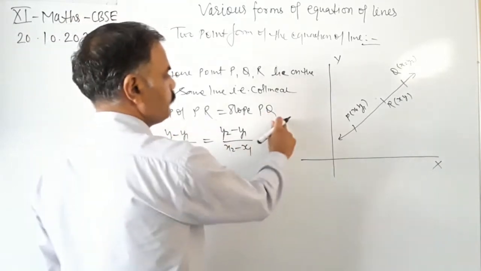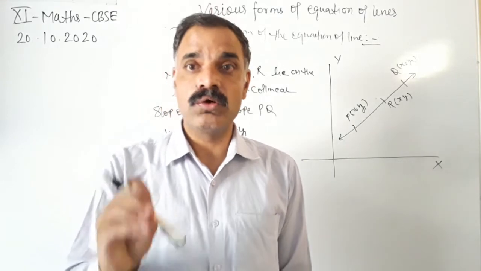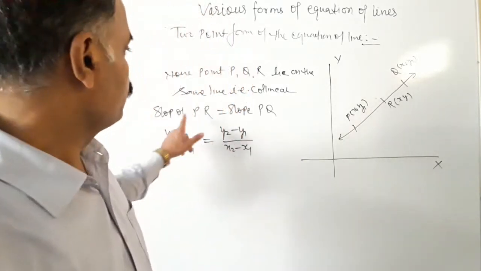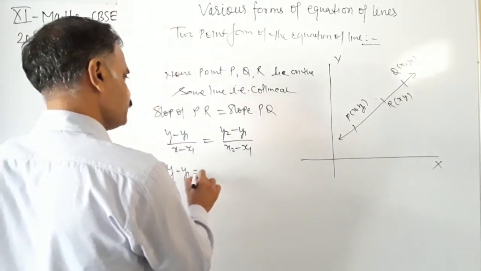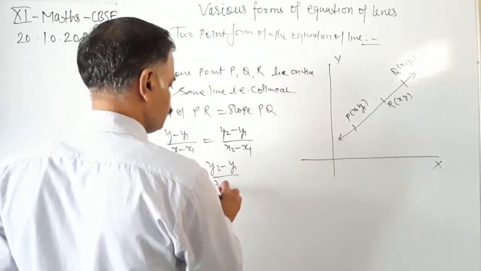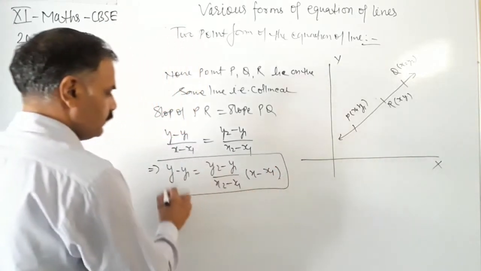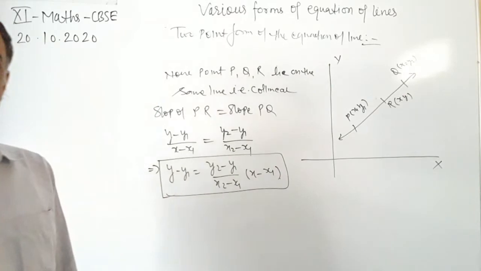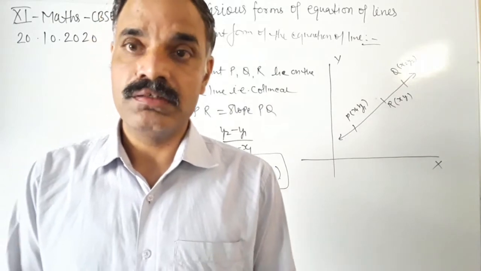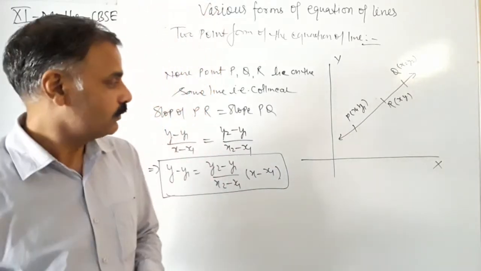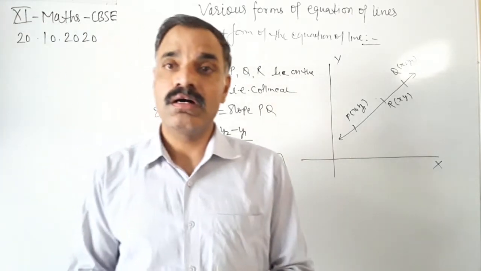Using the condition of the collinearity of the 3 points, slope of PR equals slope of PQ. From this, y minus y1 is equal to (y2 minus y1) upon (x2 minus x1) into (x minus x1). This is the equation of a line passing through the 2 points (x1, y1) and (x2, y2). In this way we can find the 2-point form of the equation of the line.